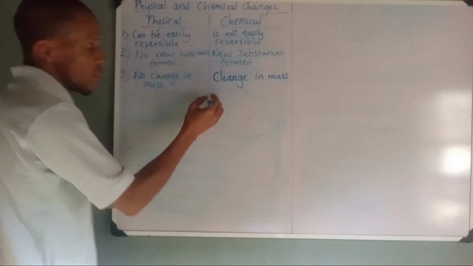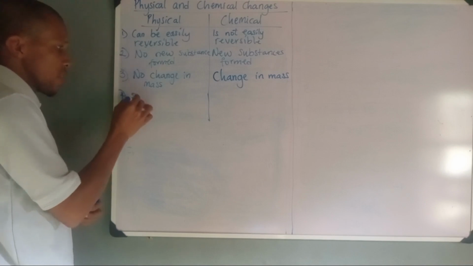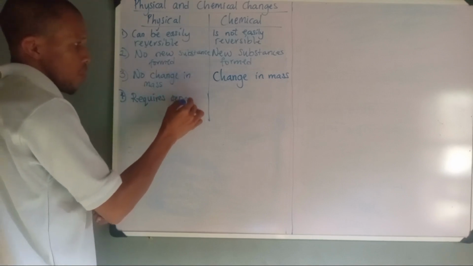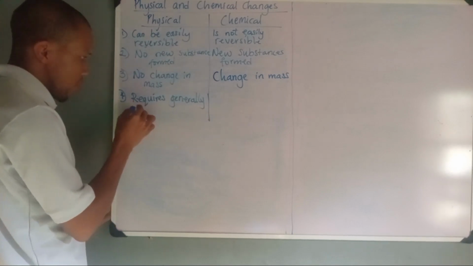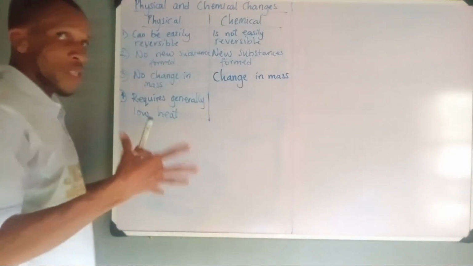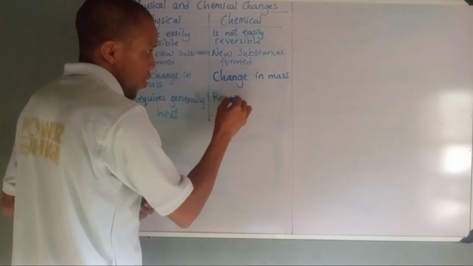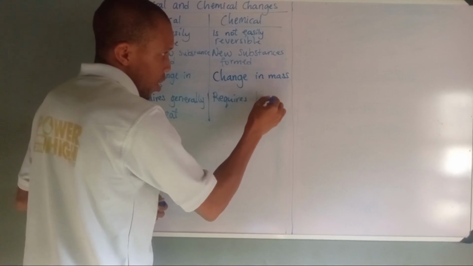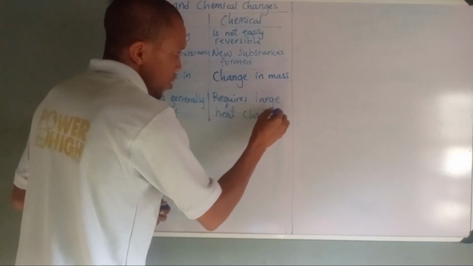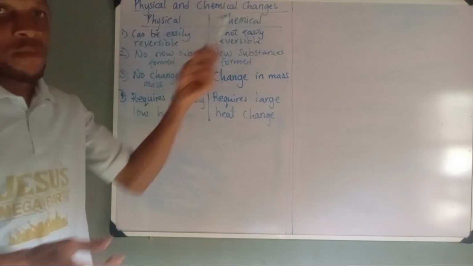Now, to change the identity of something is not easy. So, while physical changes generally require low heat, one thing we observe about chemical changes, because we are changing the identity of something, is that they require large heat change. So these are some of the fundamental differences between physical changes and chemical changes.